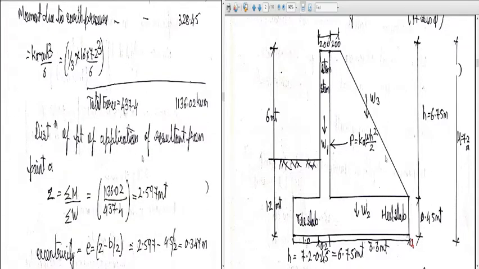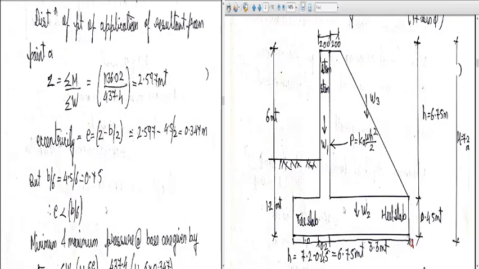The distance of the point of application of the resultant from the point A, that is, the resultant is to be located from this point A. So we come across this.